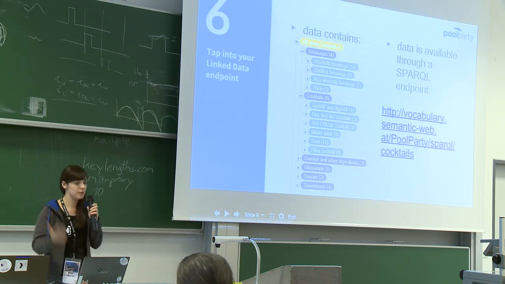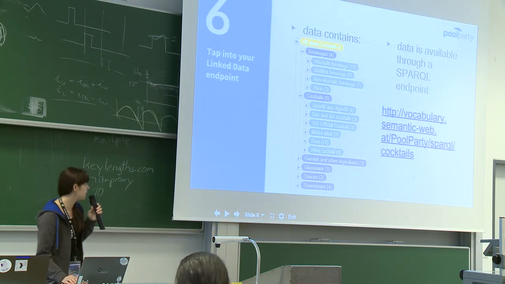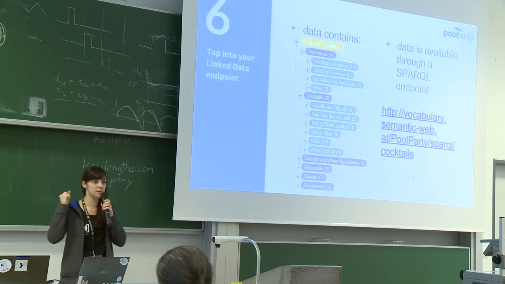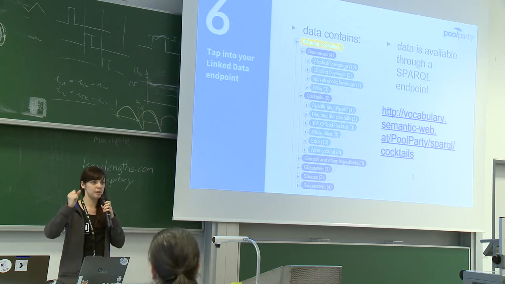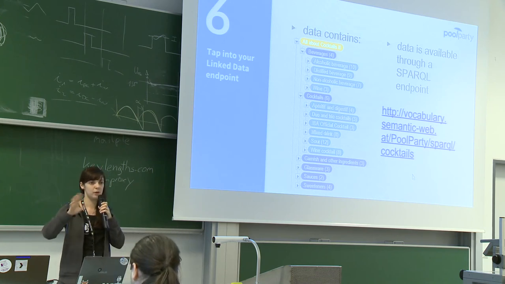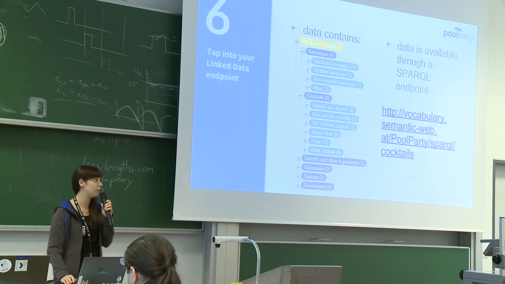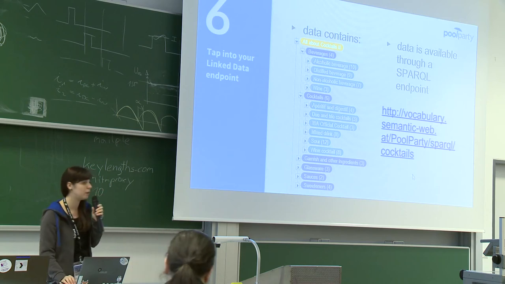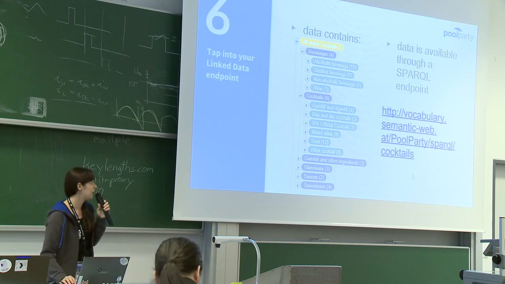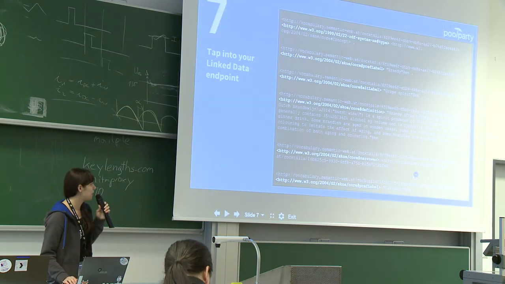Okay, so my assumption is we have all that in place, created. We gathered a lot of cocktails. We linked the ingredients together. We know which cocktail has which kind of ingredients, and has a SPARQL endpoint where you can query your data. And this is the next point.